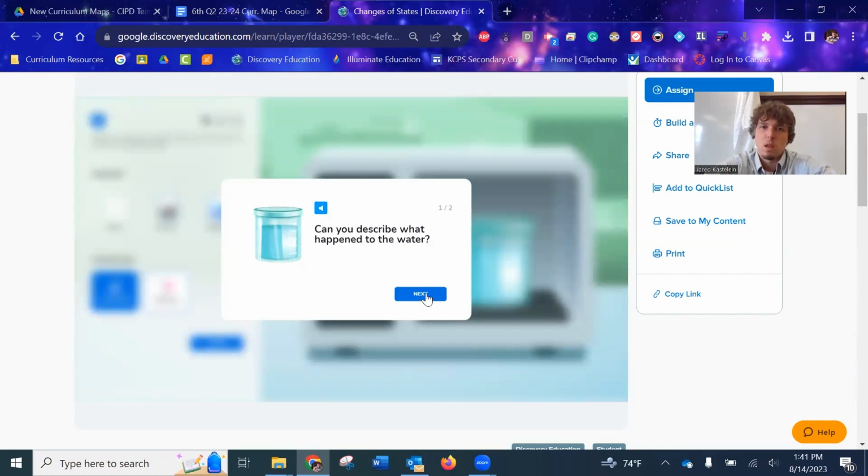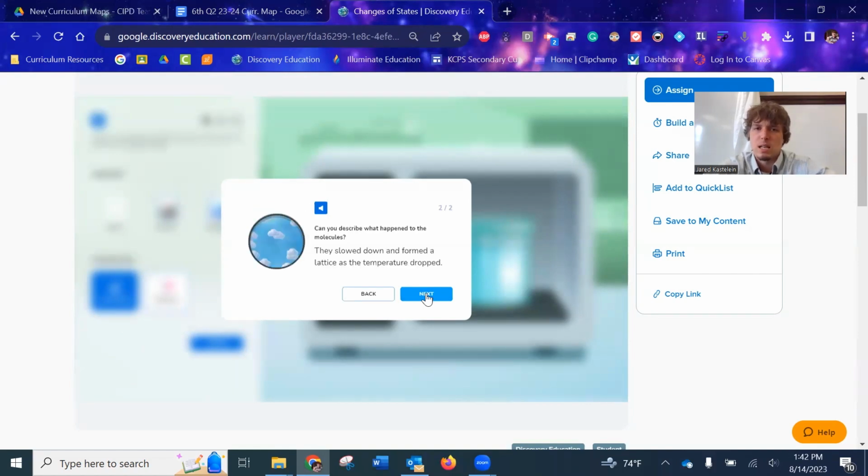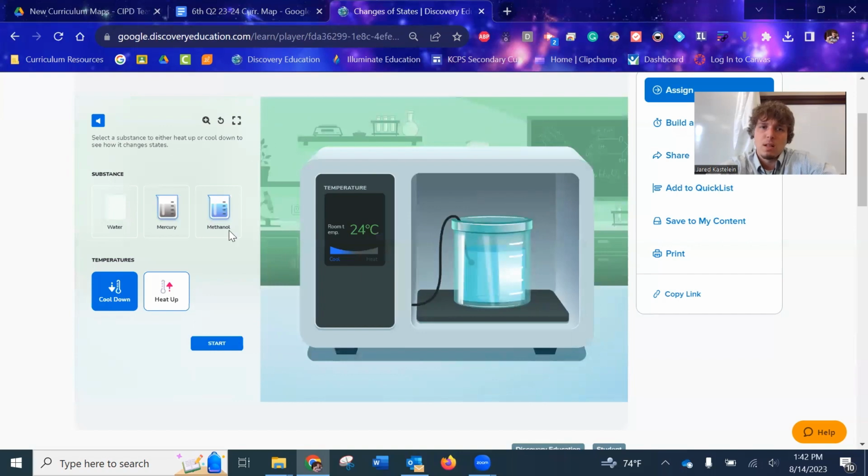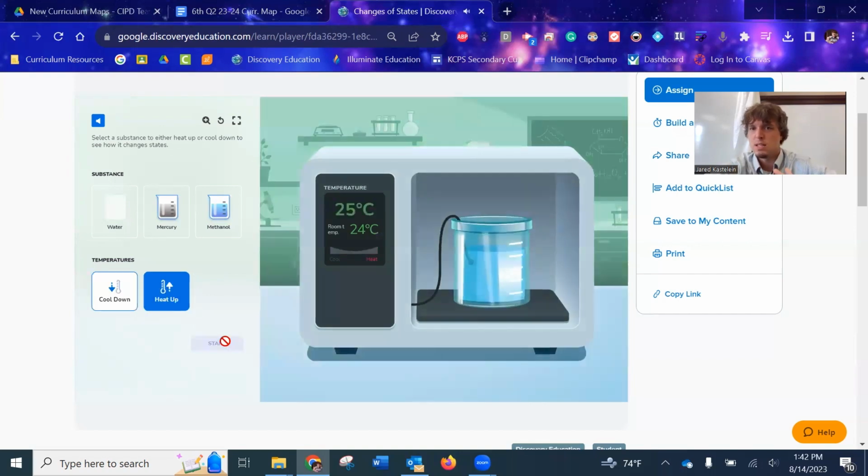and that might be a good conversation. There's a little quick learning, so there are different questions. It's the same questions for each one. So can you describe what happened to the water, mercury, methanol, whichever one you're on? And then what happened to the molecules? And it gives a nice talk about the lattice structure, which is a term that might be new to them. And so then you can also heat up, and we'll go ahead and do that real quick just so you can visualize it, but I'm not going to keep clicking through all of them.